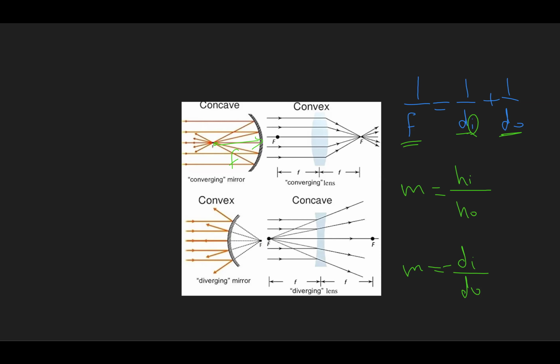So what we said about the focal point f, we said for convergent, whether it is a mirror or lens, the f is positive.